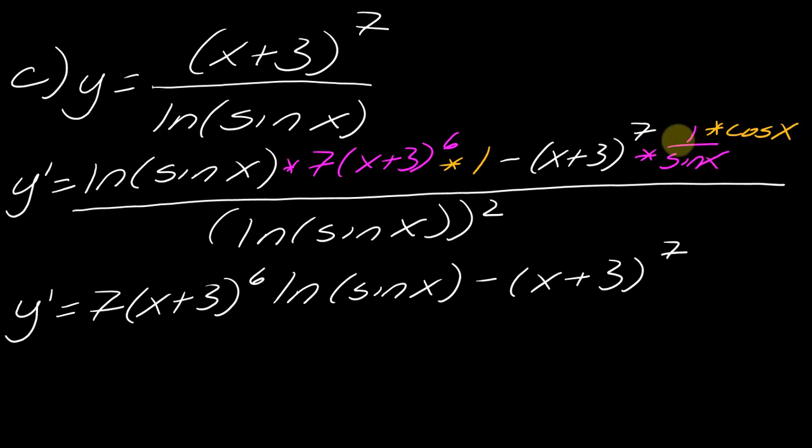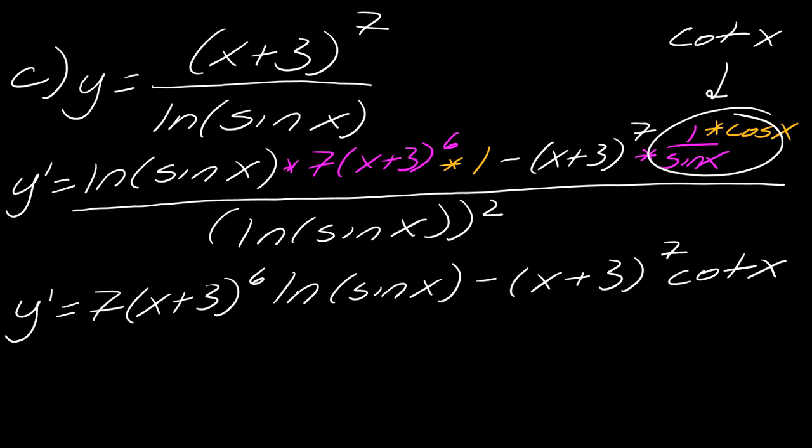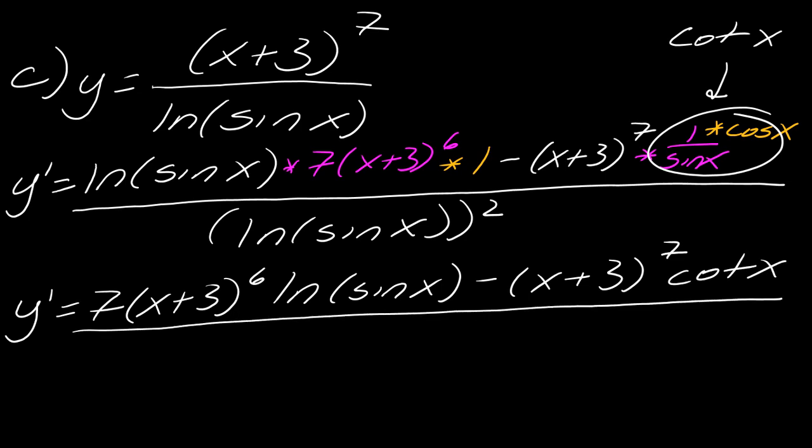So I want to just rewrite all of this right here. This right here, this is the cotangent of x. So I'm going to rewrite this as the cotangent of x, all of this over the natural log of sine x squared. Okay, so what do you do from here?